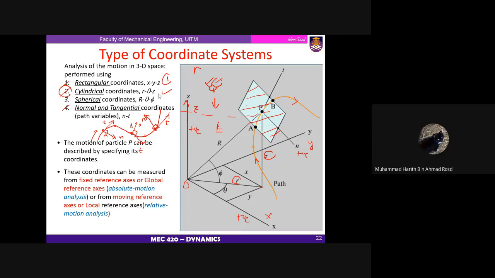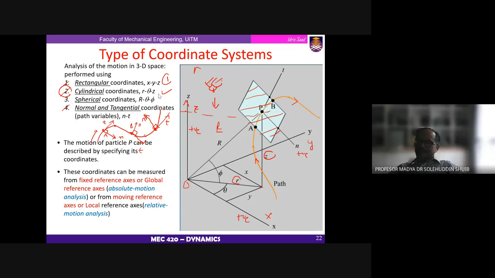Spring. Jack, right? Jack. So you want to jack your car to change the tire? Spring. Spring. Helical spring. Okay. So those are the examples of different types of coordinate system.